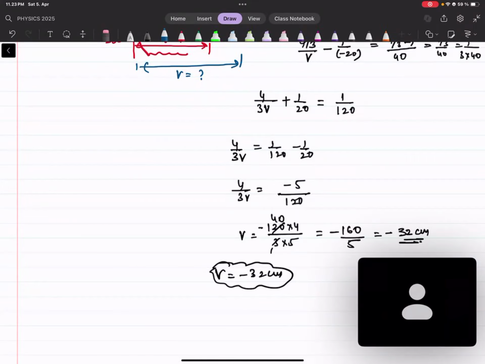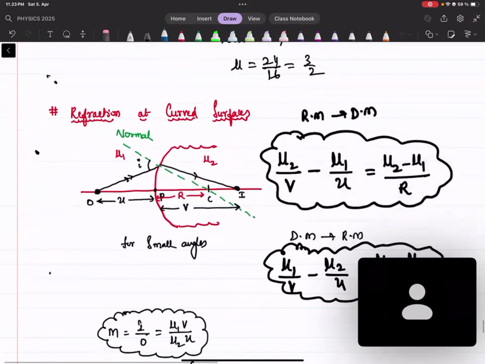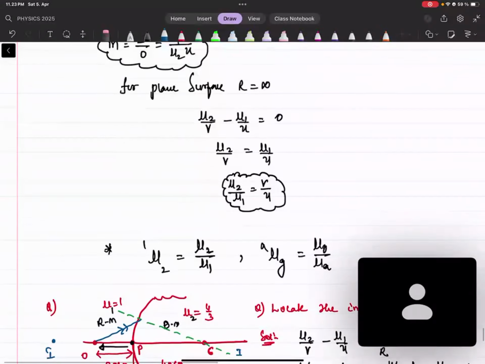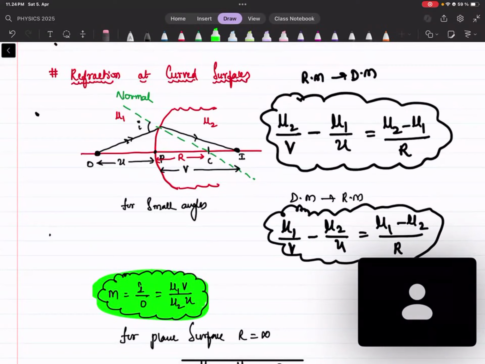Yes, sir. Sure. We'll try to do some more problems on the refraction surface in tomorrow's session of your class. You just remember the magnification formulas as well as your basic conditions. The magnification formula is M equals mu1 divided by mu2 into V by U. That is very important. When going from rarer medium to denser medium, mu2 divided by V minus mu1 divided by U is equal to mu2 minus mu1 divided by R. The same way when going from denser medium to rarer medium, just change the subscripts.